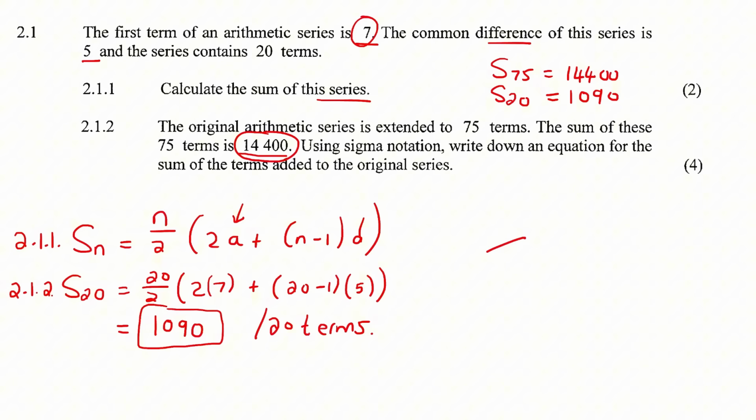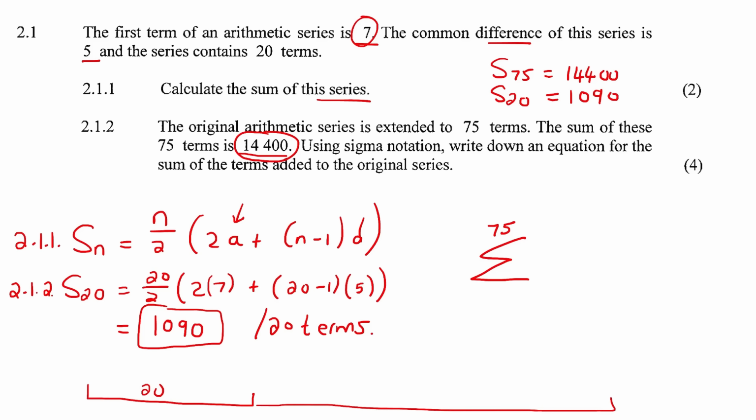So here's the sigma. Now we know that the total series has 75 terms, but we're only counting part of it, because remember we originally had 20 terms. Now they're telling us that we have a total of 75. So how many terms are here? Well, that would only be 55 terms.